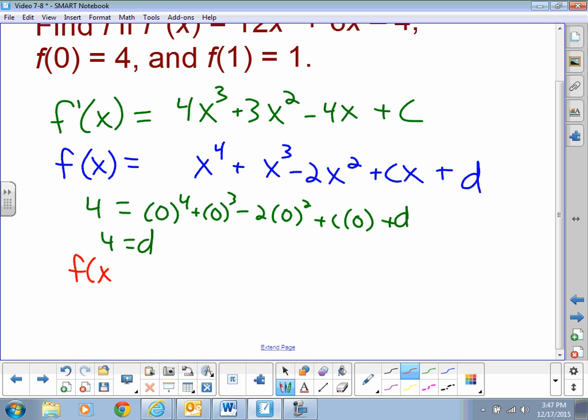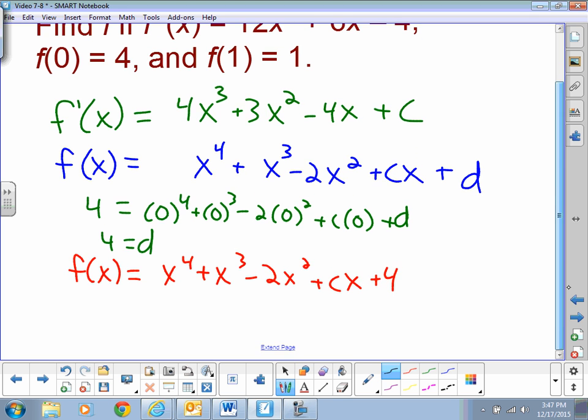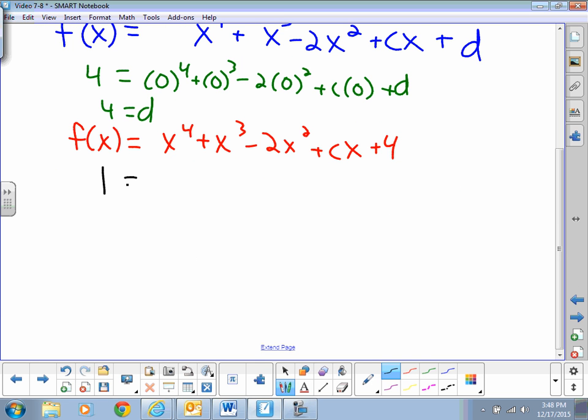So let's rewrite what we now know. We now know f of x is x to the 4th plus x cubed minus 2x squared plus cx. But we now know what d is. We know d is 4. So we'll add 4 on the end. And now we'll use our other point. F of 1 is 1, so we'll put in 1 for y and also 1 for x. And we'll just solve for c.